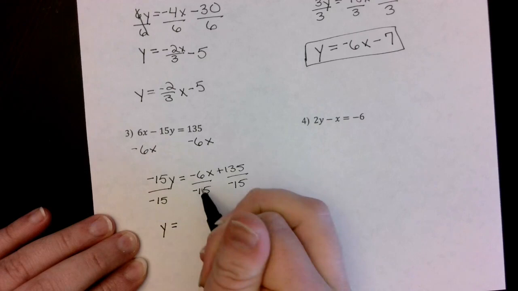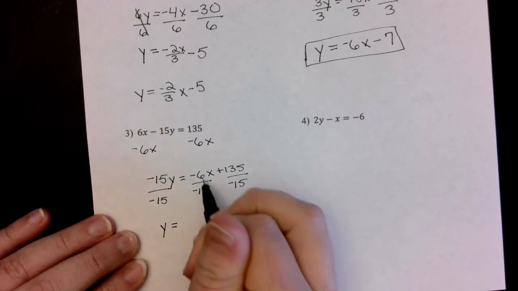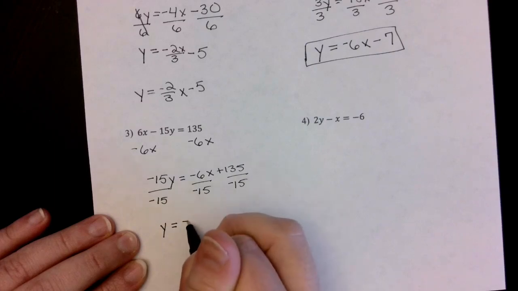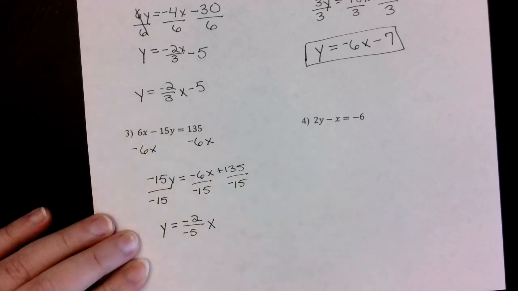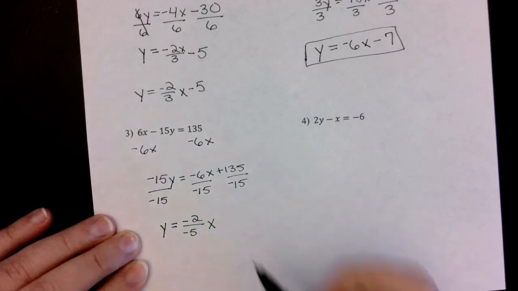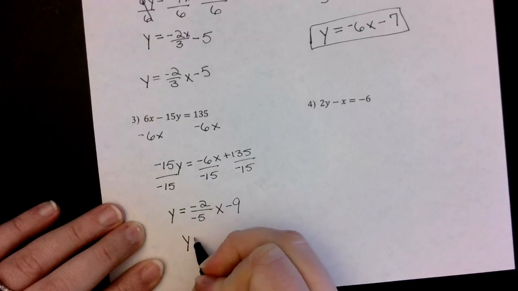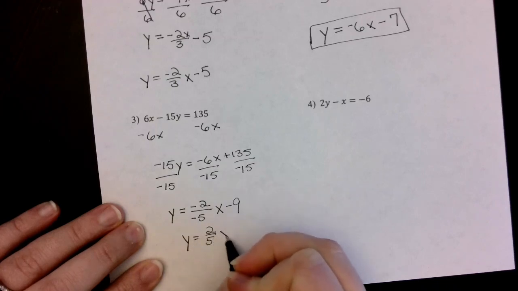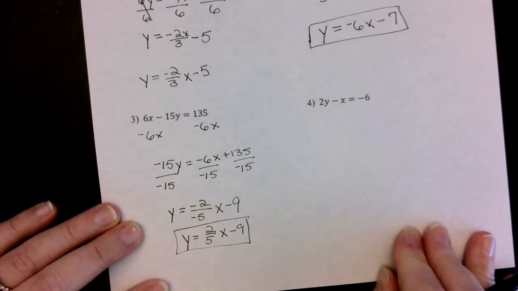Y equals, I can divide both of those numbers by 3. So that's going to be a negative 2 over negative 5x. And 135 divided by negative 15 is negative 9. If I have a double negative here, it's going to make that a positive 2/5. So that is my equation in slope-intercept form.